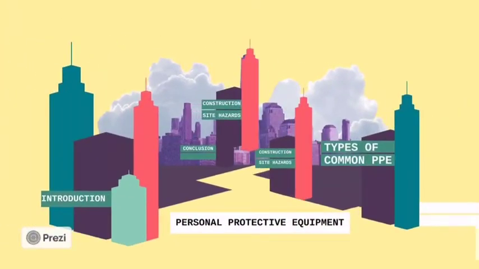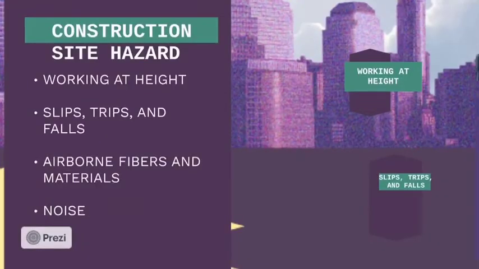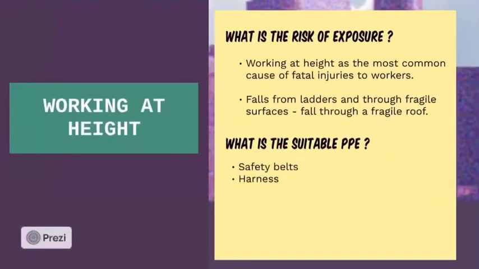Now, let's move to the construction site hazards. There are several construction site hazards, which are working at height, slips, trips and falls, airborne fibers and materials, and lastly, noise. Let's see the working at height. What is the risk of exposure of working at height? Working at height is the most common cause of fatal injuries to workers. Workers can fall from ladders and through fragile surfaces such as a fragile roof.